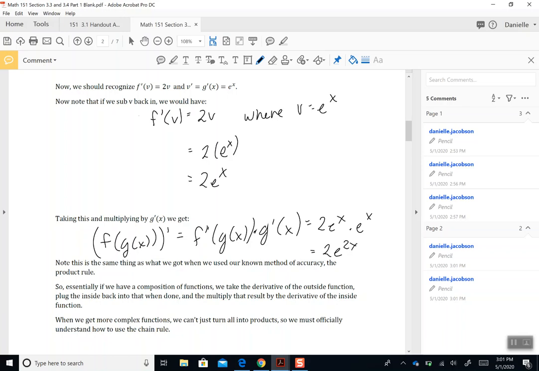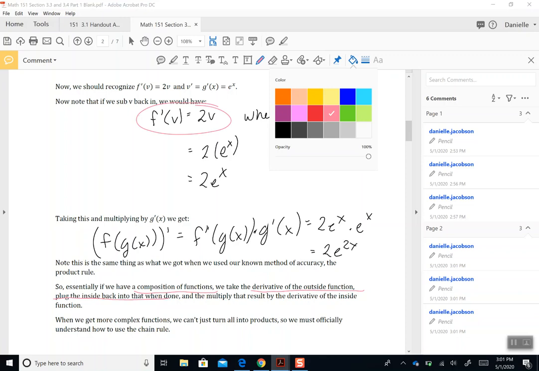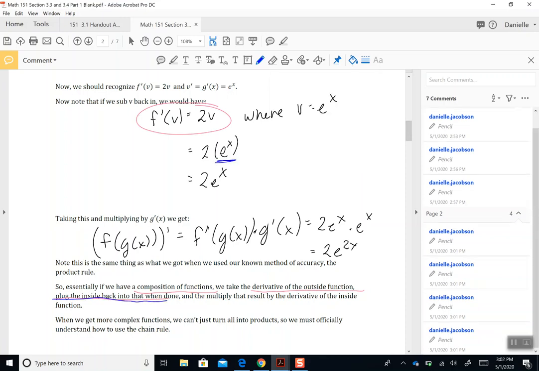Usually I use less notation, but I will formally introduce the chain rule, which is what we use on compositions of functions. So the key thing, if we have a composition of functions, what we really do is take the derivative of the outside function, that was this right here, and plug the inside back in. I'll do that in a different color. Plug the inside back in. That's what I did right here. And then we multiply it by the derivative of that little inside function, which was g of x. Multiply the result by the derivative of the inside function.